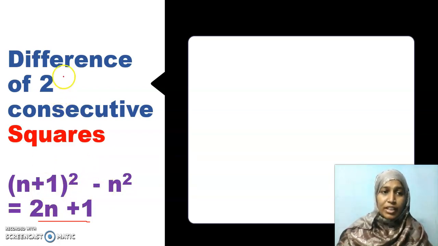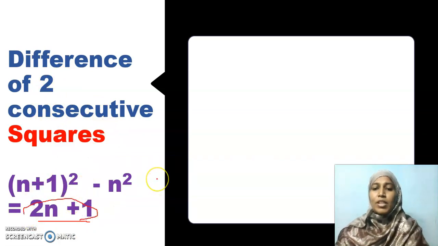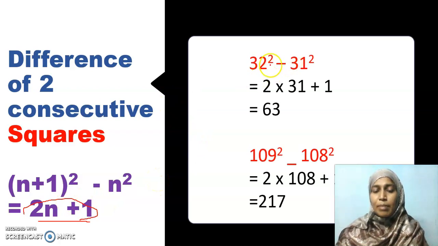What is the formula to find the difference of two consecutive squares? It is 2n plus 1. Make it clear, 2n plus 1. So here is our example. 32 square, not cube. 32 square minus 31 squared. So it is n plus 1. 31 plus 1 is 32. 2 into 31. This is n, my dear children. Again you will make an error by substituting n to be 32. It will be wrong.